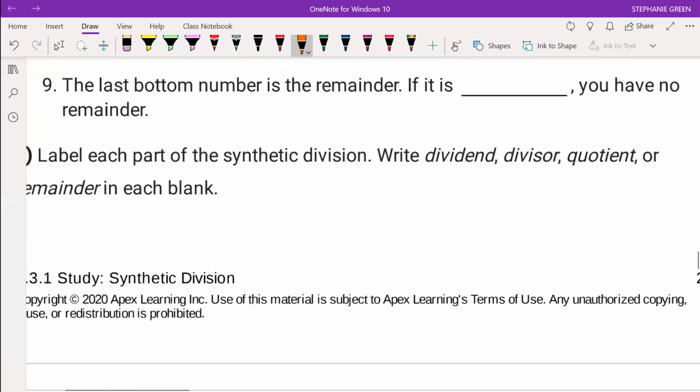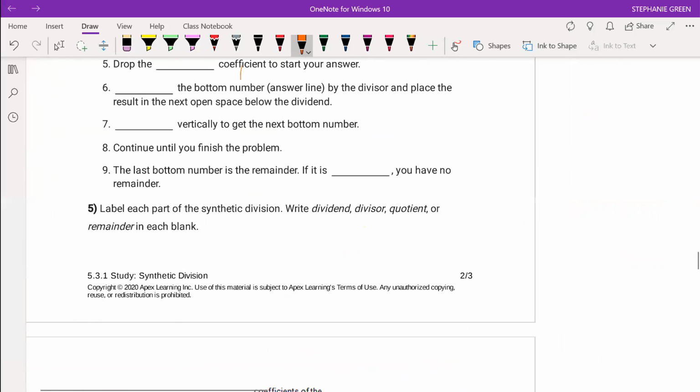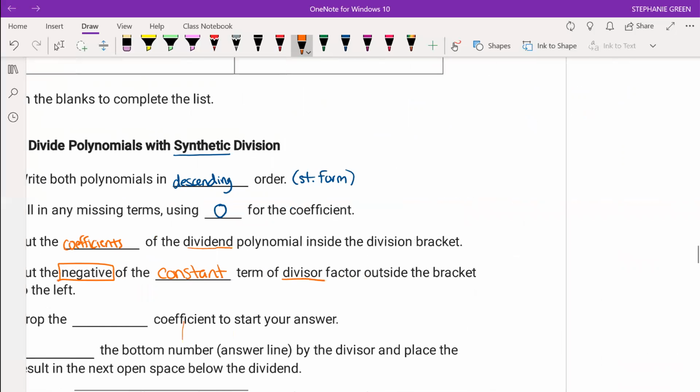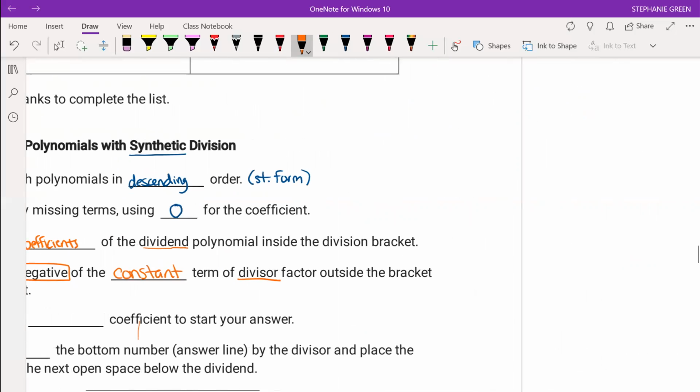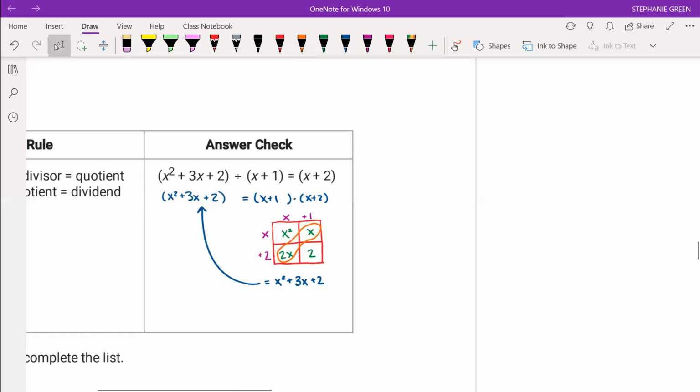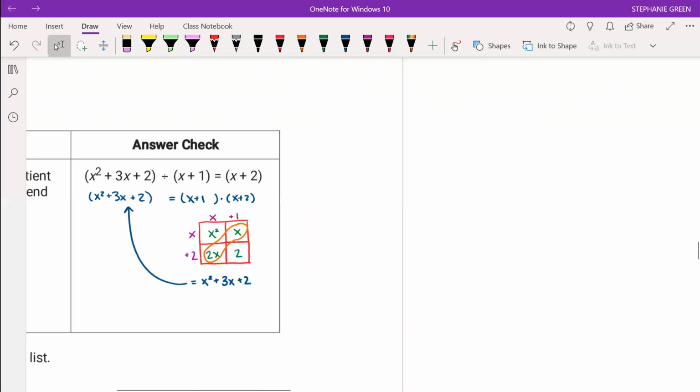I believe we have an example down. I'll write my own example. So if I wanted to divide, let's just use what we had above actually. That example we had above was x squared plus 3x plus 2 divided by x plus 1. Okay, and we already have an answer there.